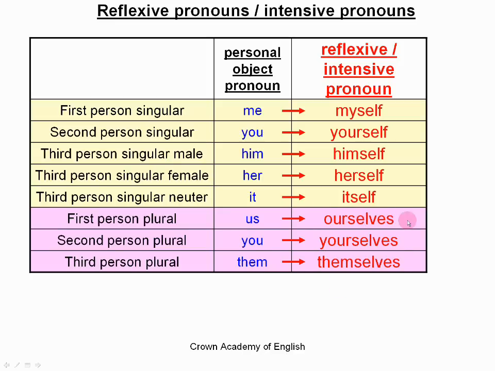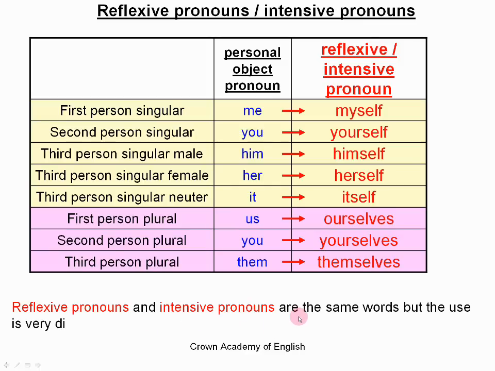And then we have the plural. So first person plural, ourselves, second person, yourselves, and third person, themselves. So look carefully at the spelling. So in the singular, they all end with the letter F. And in the plural, they end with the letters V-E-S. Okay? Now, so the reflexive pronouns and intensive pronouns, they are the same 8 words, but they are different, and the use of them is very different, and we will see that in this lesson.